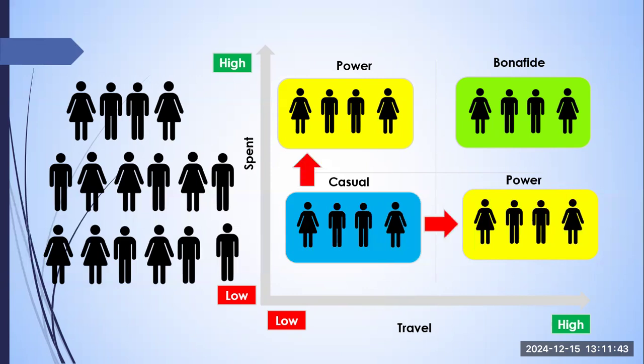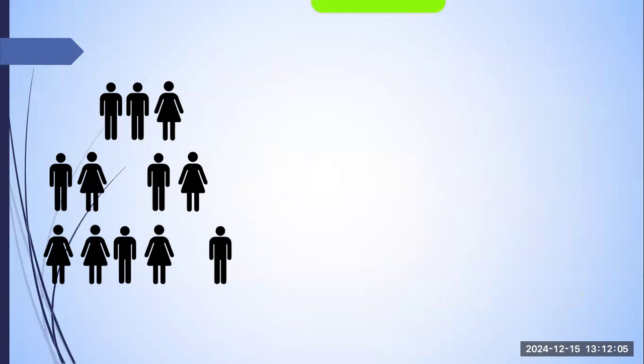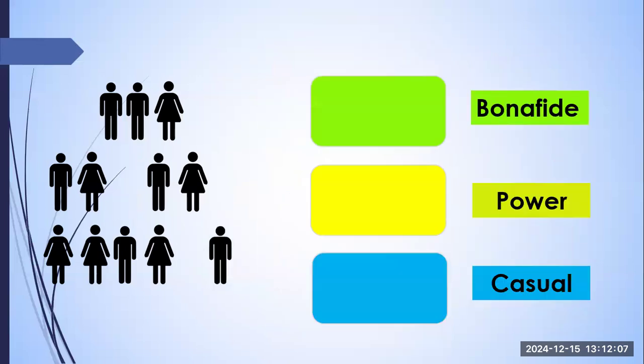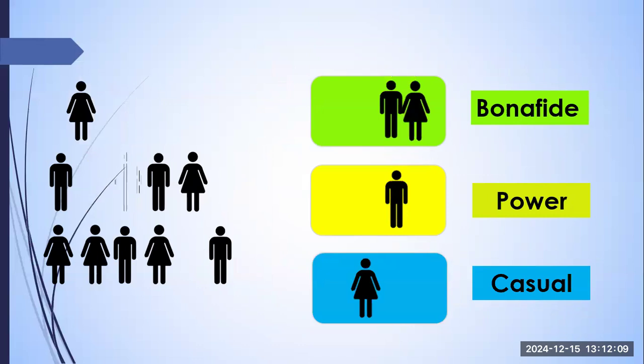And what strategy do the businessmen follow for this? They will convert their casual to power and power to bona fide customer. The customer who is power, they will try to convert that customer into bona fide. The customer who is casual, they will try to convert them into power. So there are 3 categories we have seen here. Through the clustering and segmentation, we can do this.